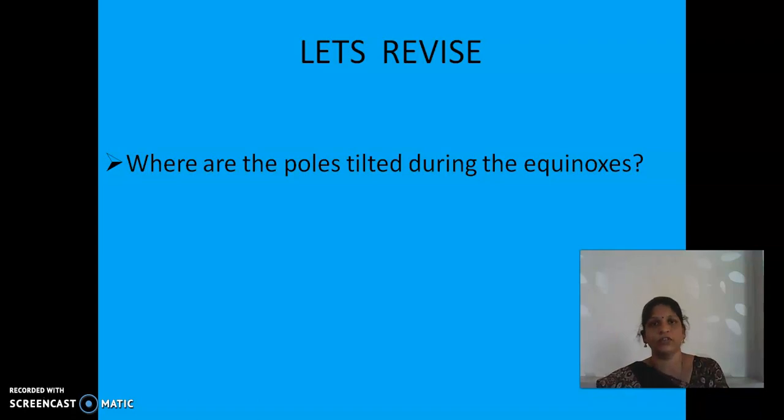Okay, do you understand? In the solstice time only, the hemispheres or poles are tilted towards the sun. Northern hemisphere or north pole tilted towards the sun means for them summer solstice. For the southern hemisphere, winter solstice.